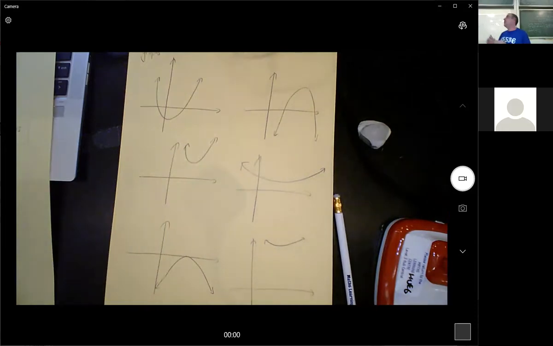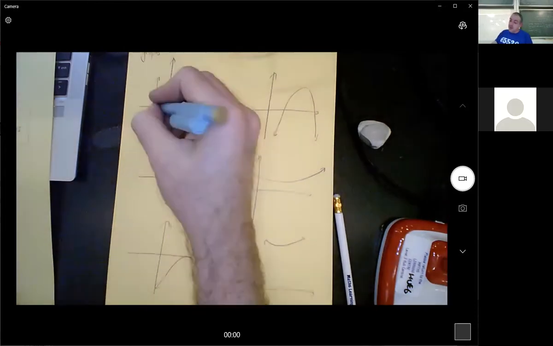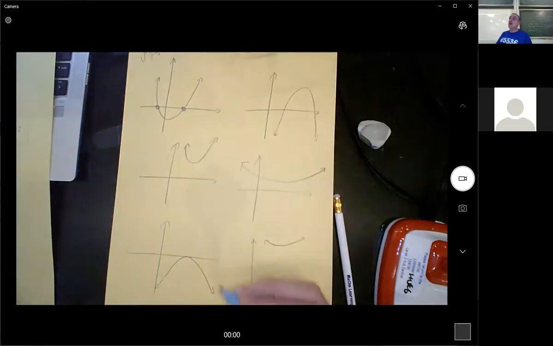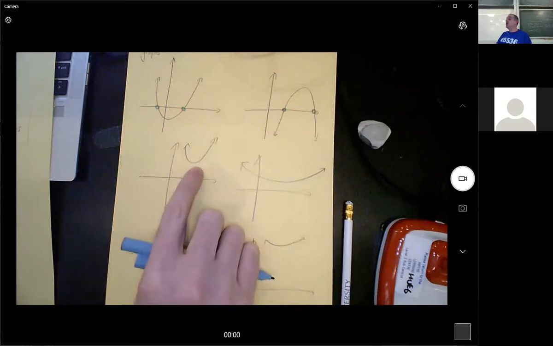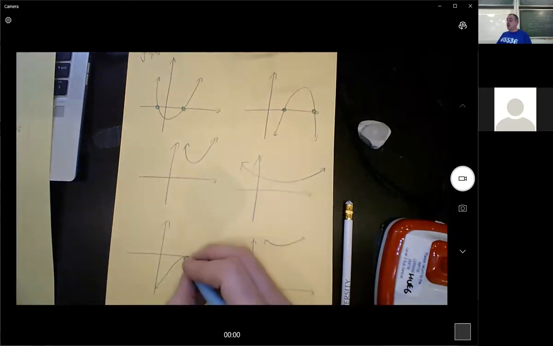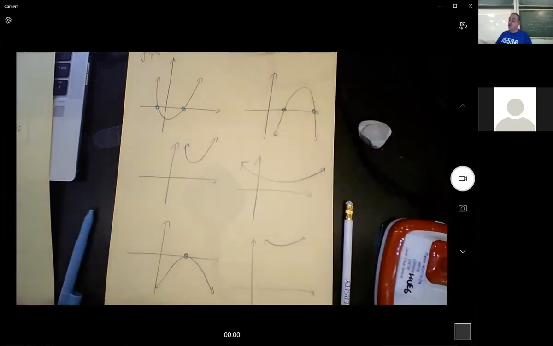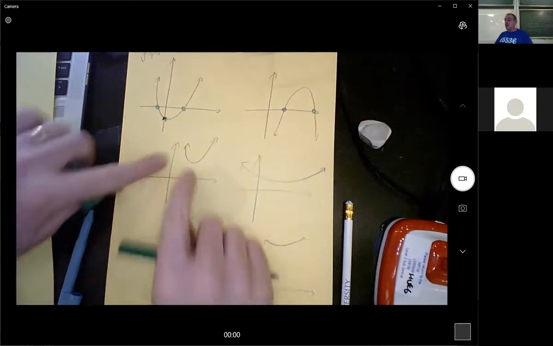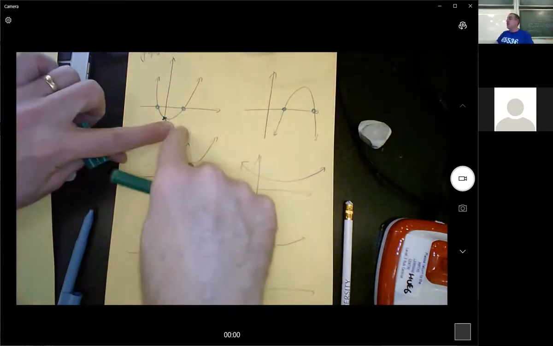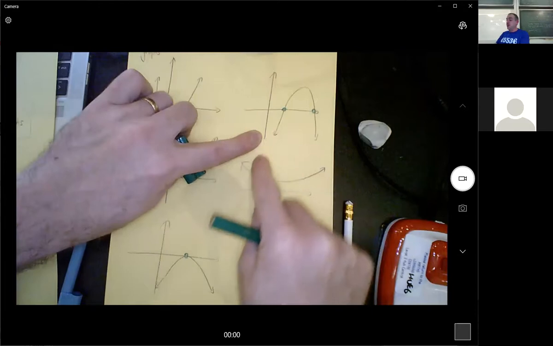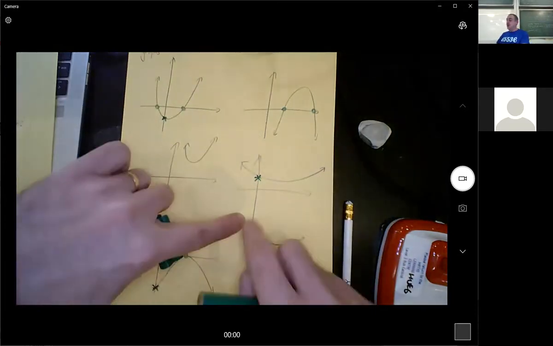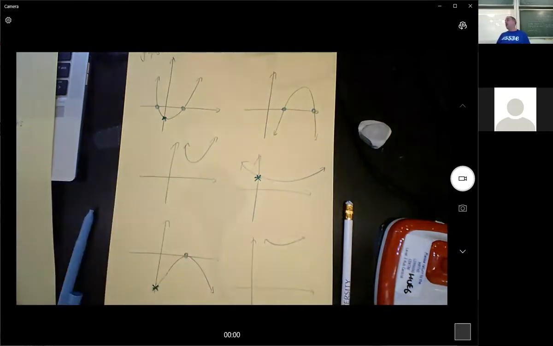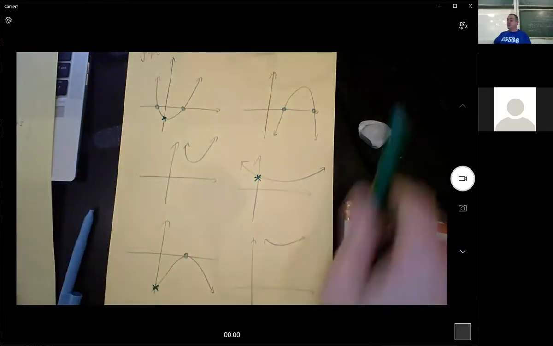Sometimes they'll have x-intercepts on the graph. This one has 2, this one has 2, this one doesn't have any, this one doesn't have any, this one doesn't have any, this one has 1. And they'll always have y-intercepts. This one has a y-intercept there. This one, the y-intercept won't happen until I extend the line and it's over here. This one, the y-intercept will happen over here. This one has a y-intercept here, this one here, and this one it'll be over here. They always have y-intercepts.